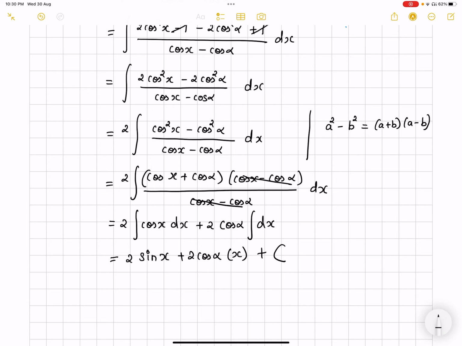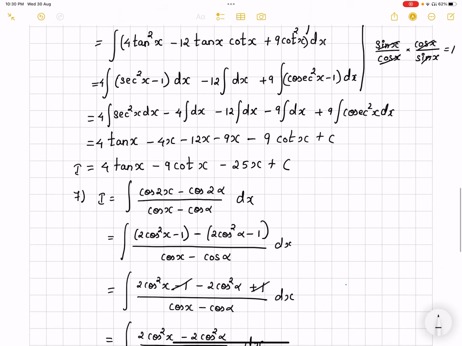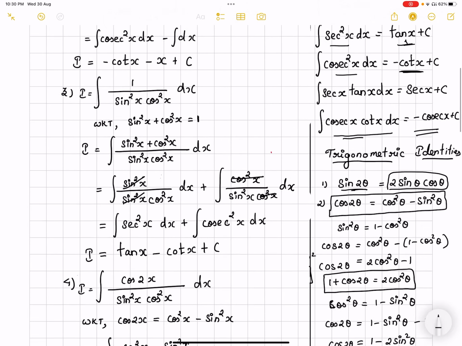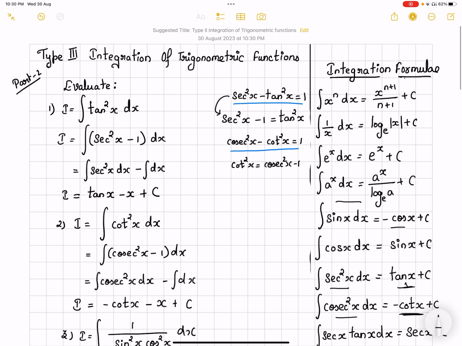With this problem, I wind up with this particular part 2 of the videos on integration of trigonometric functions. Two more videos based on the same integration of trigonometric functions would be there.